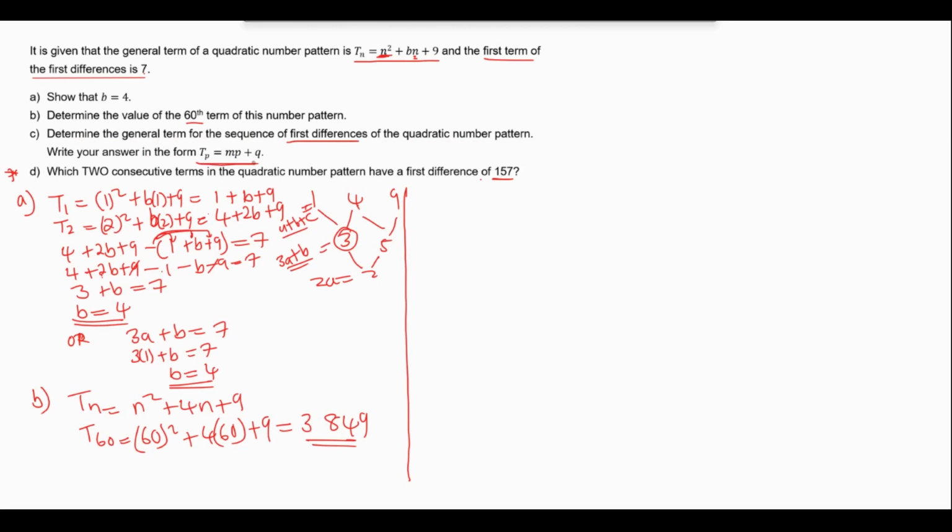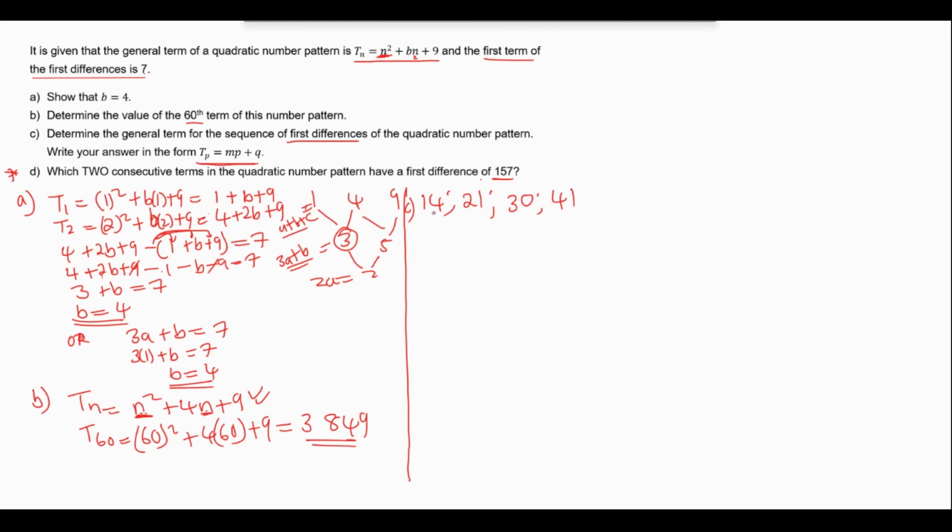Okay. C. Determine the general term for the sequence of the first differences of the quadratic number pattern. And then our answer must be in this form. So the best thing here is to find our T1, T2, T3, T4. Where there's n here, put 1. That will give you 14. That's our T1. Then put 2 where there's n. That should give you 21. That's substitution, isn't it? Put 3 where there's n, you'll get 30. You put 4, you'll get 41.